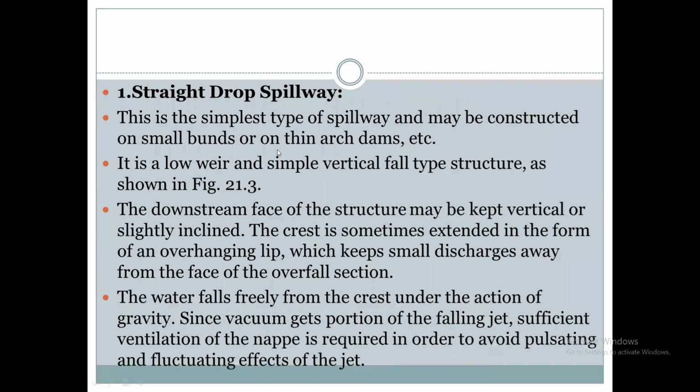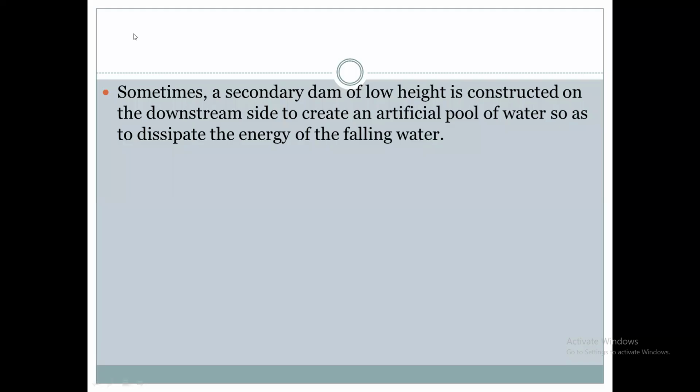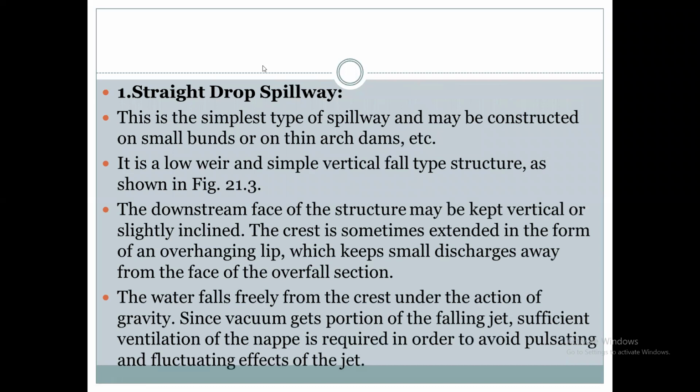The first type is the straight drop spillway, then the overflow spillway, which is called the OG spillway, then the chute spillway, which is called the trough spillway or open channel spillway. Fourth, the side channel spillway. Fifth is the shaft spillway, and sixth is the siphon spillway. These are the 6 types. The first type is the straight drop spillway.